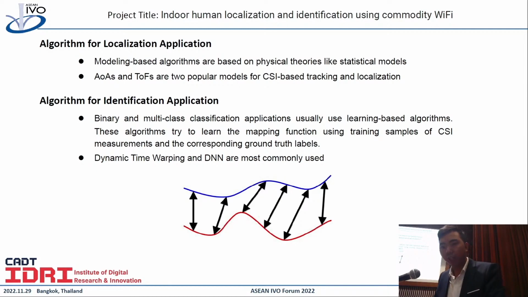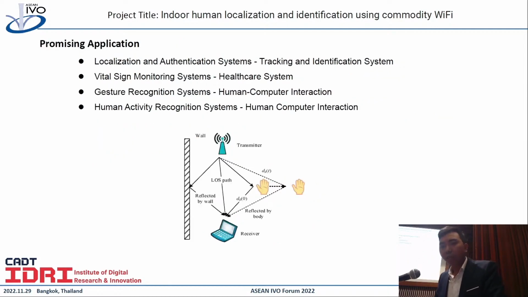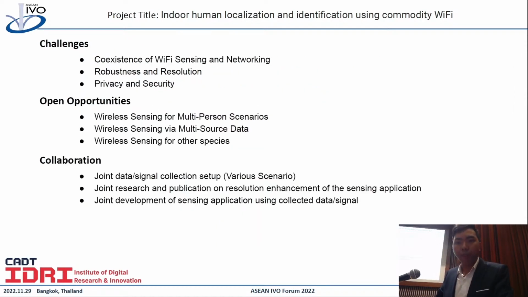I will move quickly a little bit. Here are some of the promising applications: localization, authentication systems, and vital sign monitoring, which is regarding the healthcare system. Also gesture recognition, as one example you see in the pictures, where you can just make a sign, and the uniqueness of the propagated signals can tell what hand signal you are making. There's also human activity recognition, whether you are running, falling, or walking in the room.